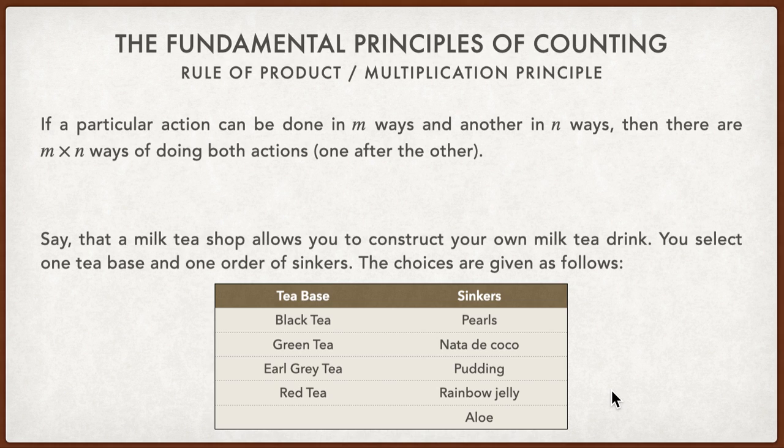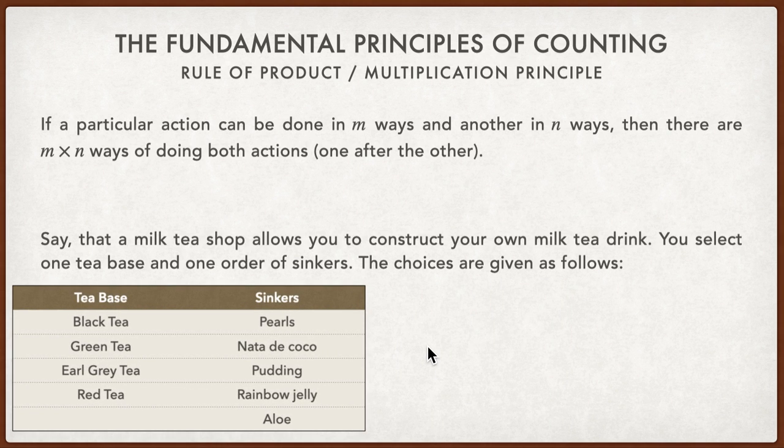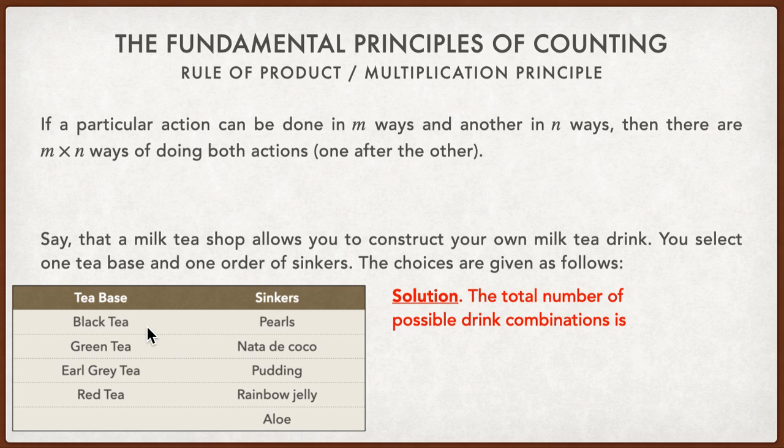Okay, so we need to first analyze that when we are given the choice to construct our own milk tea drink, we need a tea base and we need some sinkers. So in such a way we need to have both of them together. So we need a tea base and we need a sinker for us to construct our own milk tea design. For example, you can have a black tea base plus pearls. That would be one combination. You can have black tea and nata de coco, that's one combination. Black tea plus pudding, that's another combination, and so on.